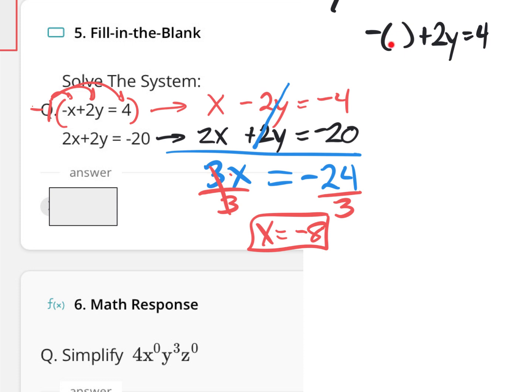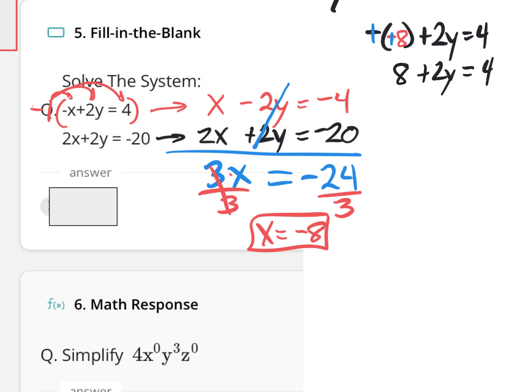Why did I not put x? Because I already know what x equals. x equals negative 8. So I'm actually going to plug in that value of negative 8 right in those parentheses. And of course, the minus minus changes to plus plus. So I really have a positive 8 plus 2y equaling 4.